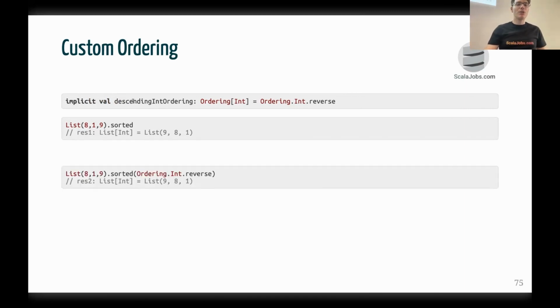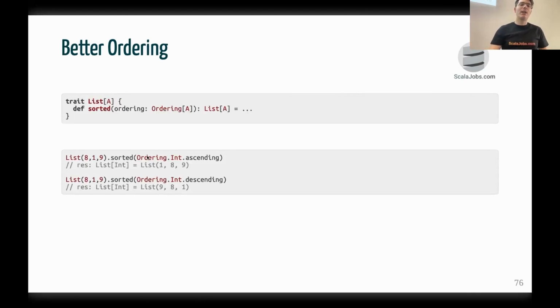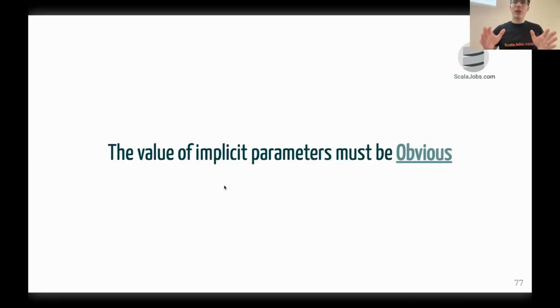I would argue that it would be much better to have code like that, where the ordering needs to be passed explicitly, and we say list 819 sorted, and you say ascending or descending. Sure, it's more verbose, but it's clear. And this is what matters. Cool. Again, remember one thing: implicit must be obvious.